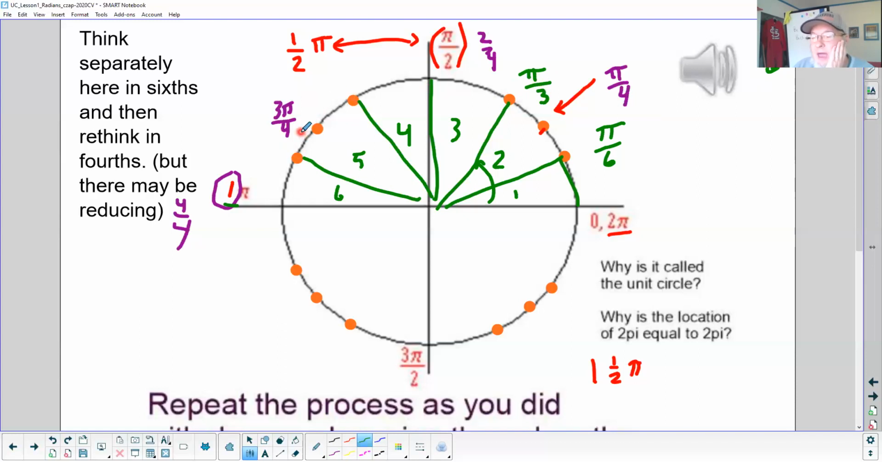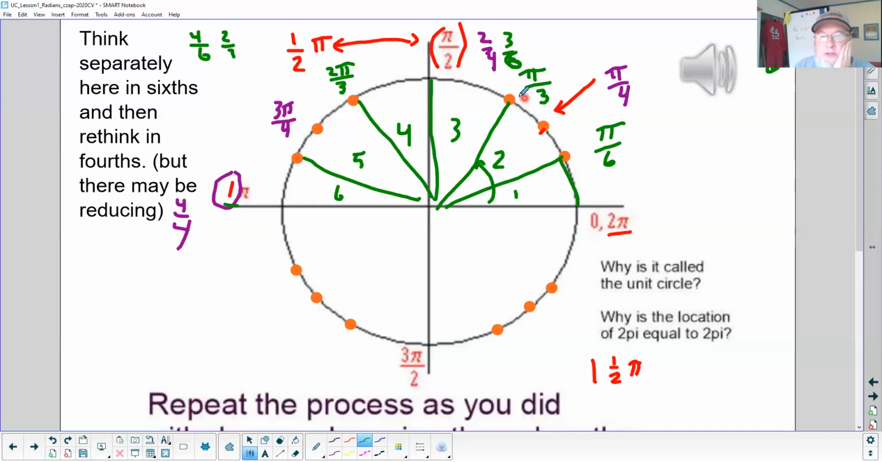Pause your video and you do it. Okay, here we go. 1/6, 2/6, 3/6. Notice how whether I do this in fourths or sixths, 3/6 reduces to 1/2, and 2/4 reduces to 1/2. I'm on the green now, so 3/6. Okay, so 1/6, 2/6 reduced to 1/3, 3/6 reduced to 1/2, 4/6. This is why trig becomes tricky for students because they're bad at reducing. Divide by 2, you get 2. Divide by 2, you get 3. So this is 2/3. So I'm going to do 2 pi over 3.